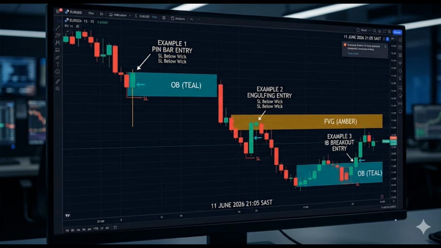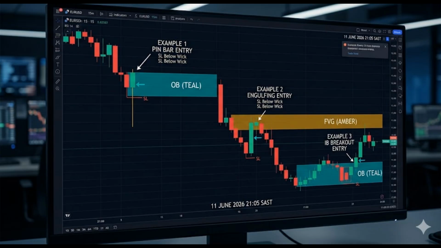Let me walk through a chart and identify all three patterns. Here on the 4H OB, price entered the zone and this candle formed. Long wick extending into the lower boundary of the OB. Body closes in the upper half of the candle range. Wick is approximately 3 times the body. Pin bar. Entry on close. Stop below the wick tip.